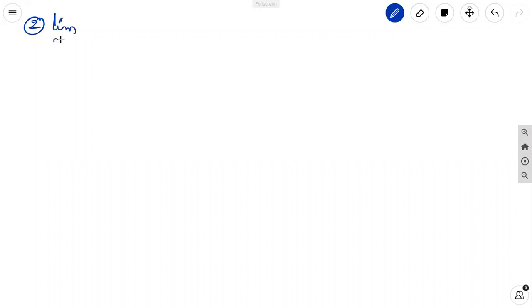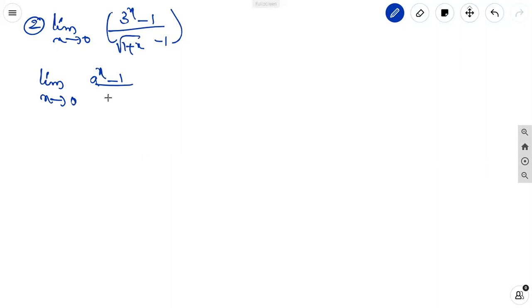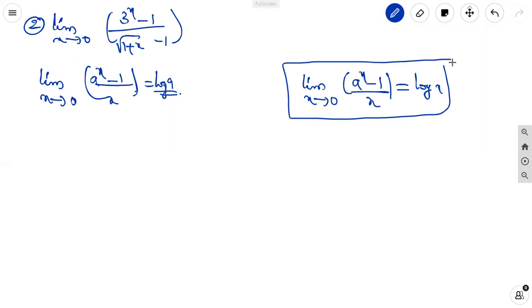Second one: limit x tends to 0, (3 power x minus 1) by (under root 1 plus x minus 1). Okay, it is what they have given. What formula can we use? Again, we can recall the formula: limit x tends to 0, (a power x minus 1) by x is equal to log a. That we can get here.